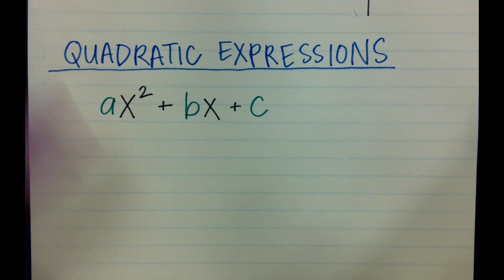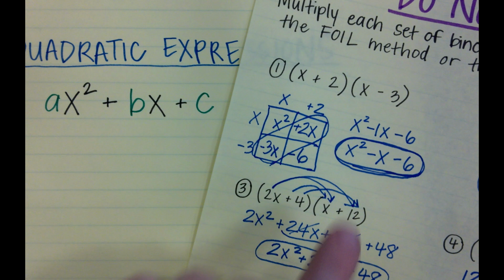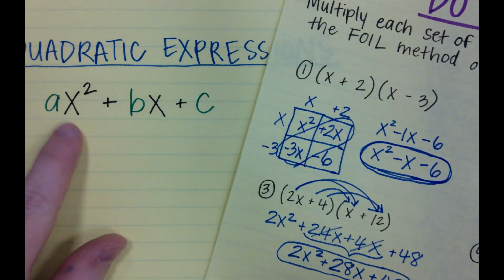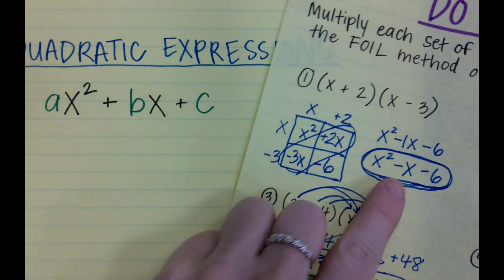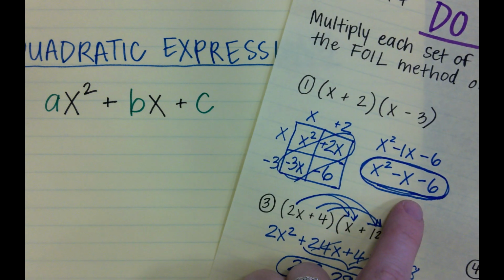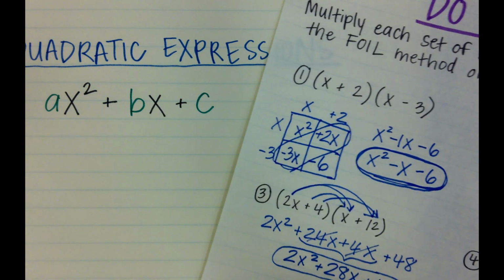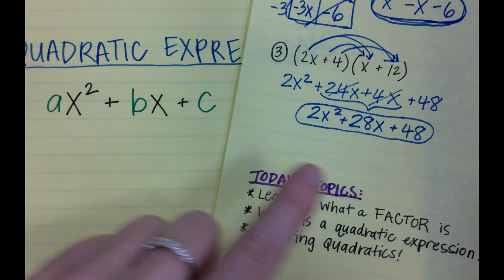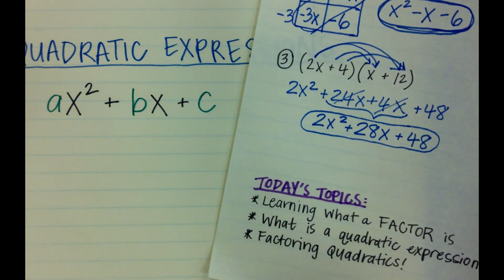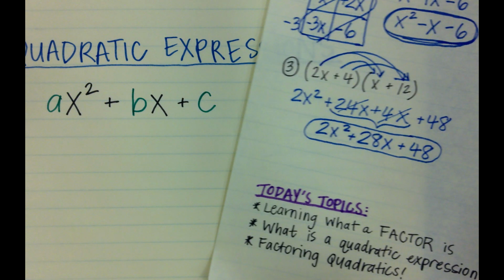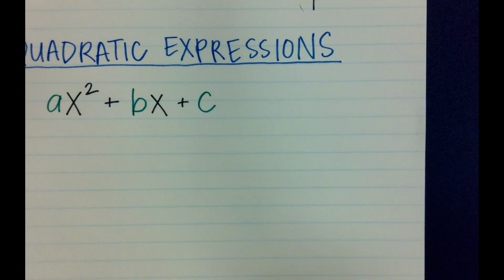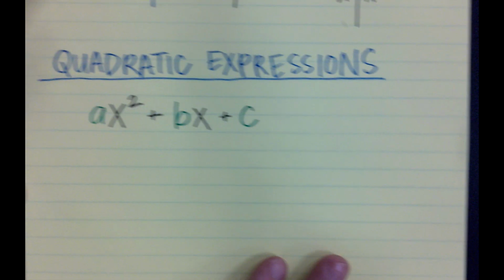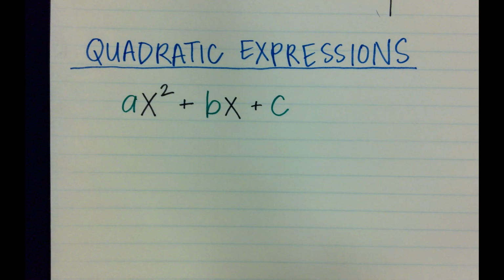This is what a quadratic expression looks like. And if you notice, like in your do now, all of our answers look like that. It's something x squared with an x next, and then a constant, a number that doesn't change, with no variable. Same thing here, we got like a 2x squared plus 28x plus 48. That's a quadratic expression. We're just giving a name to these problems we've been working with already. So, let me grab my little notes here. We're going to talk about this a little more.